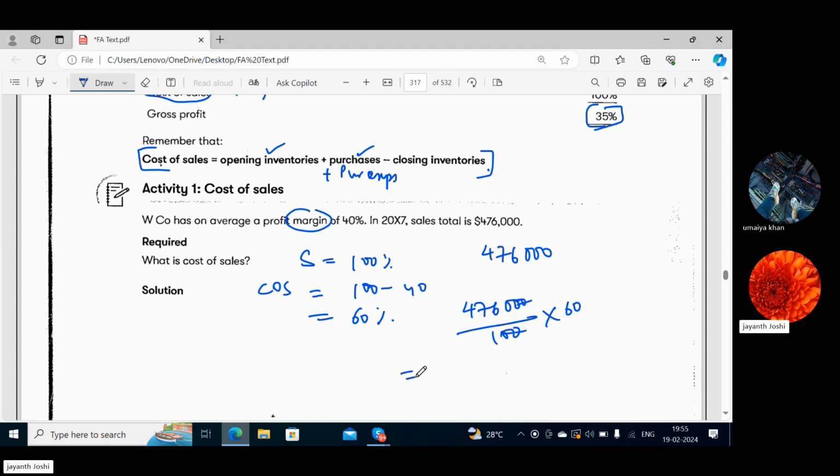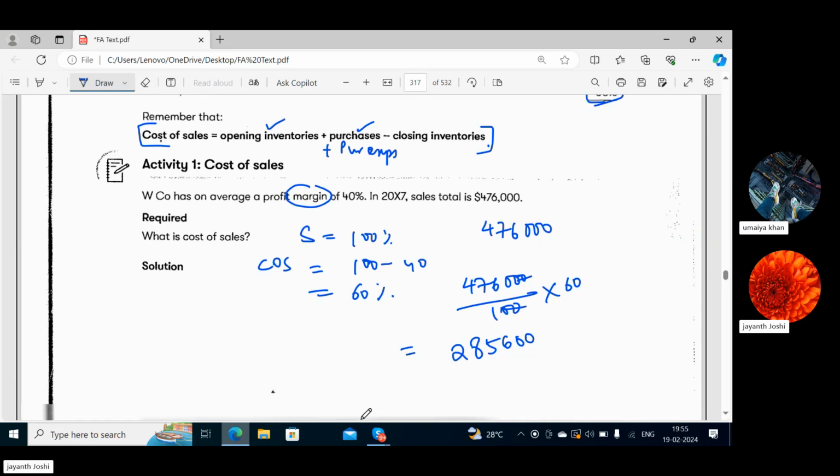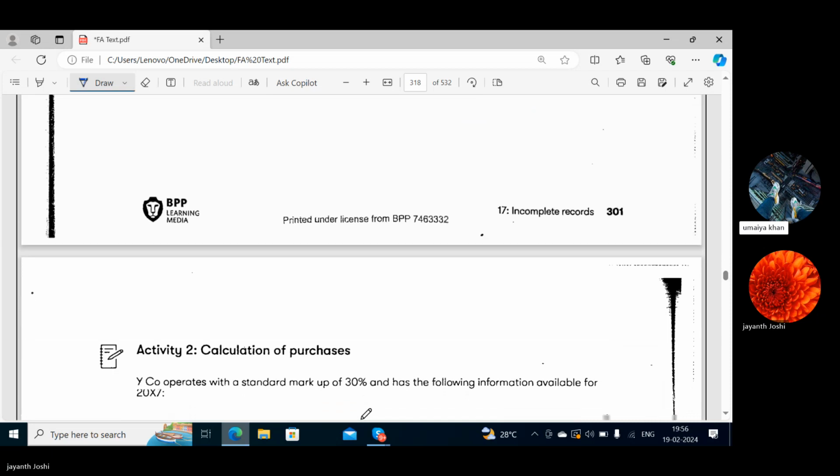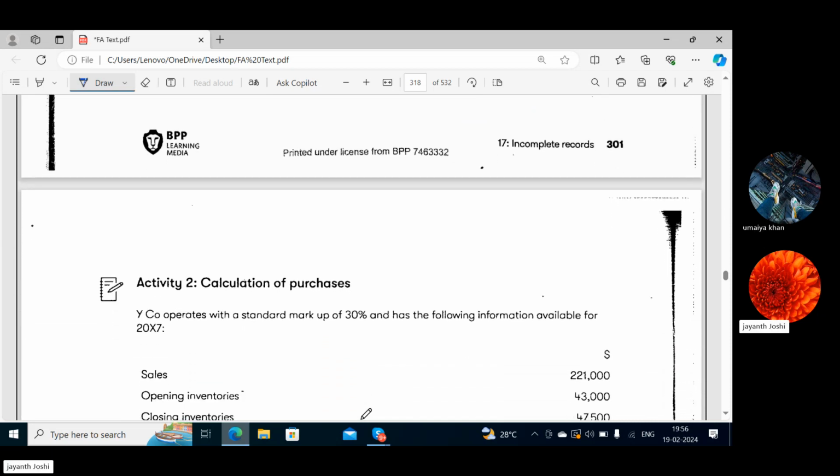We can find it out. $476 that is 285,600. Did you work it out, Umayya? Yes. So we are getting the value of cost of sales. Now we have to match it with the correct answer. That option is not given.